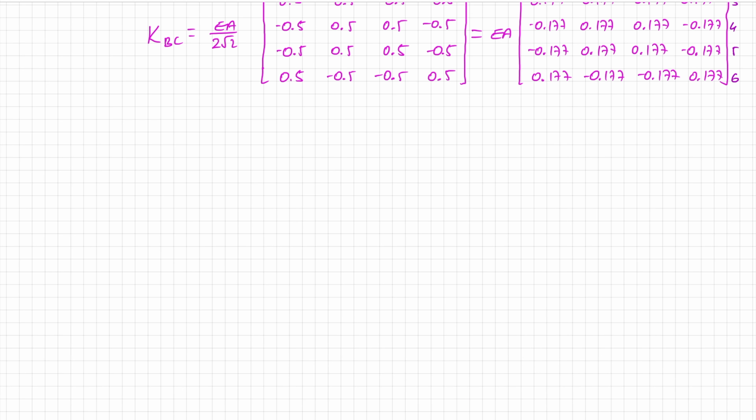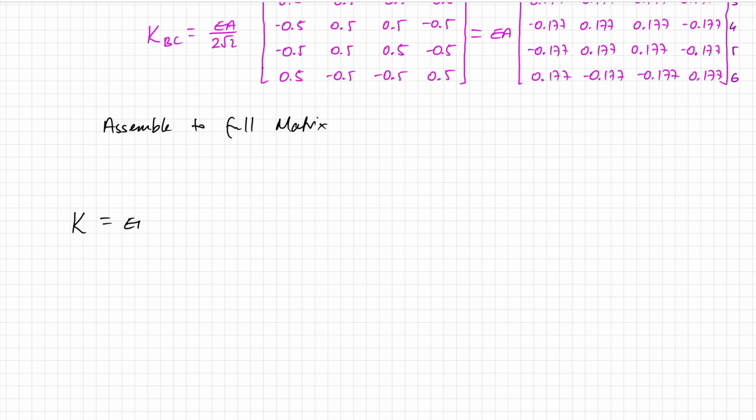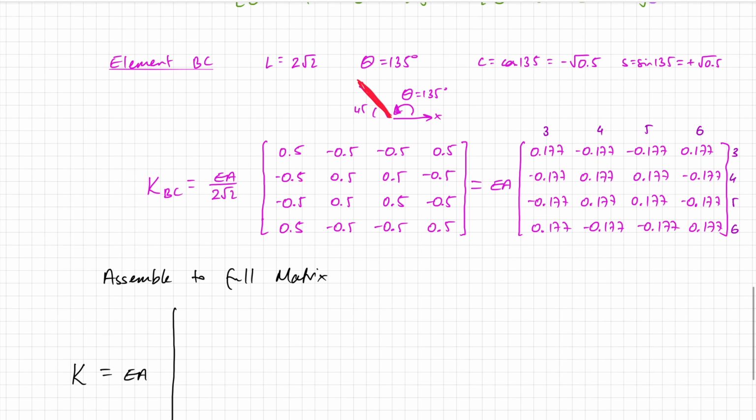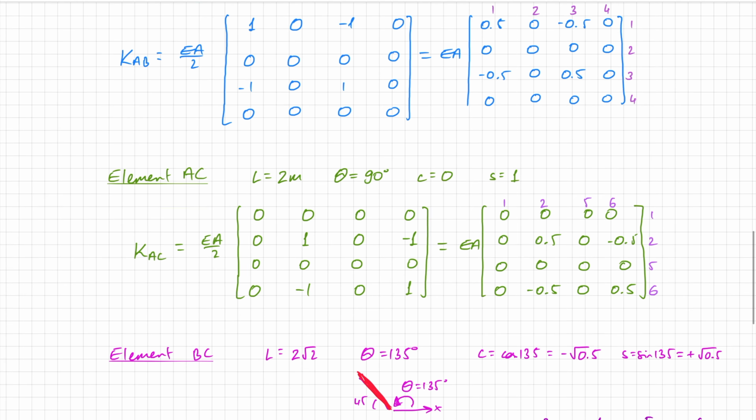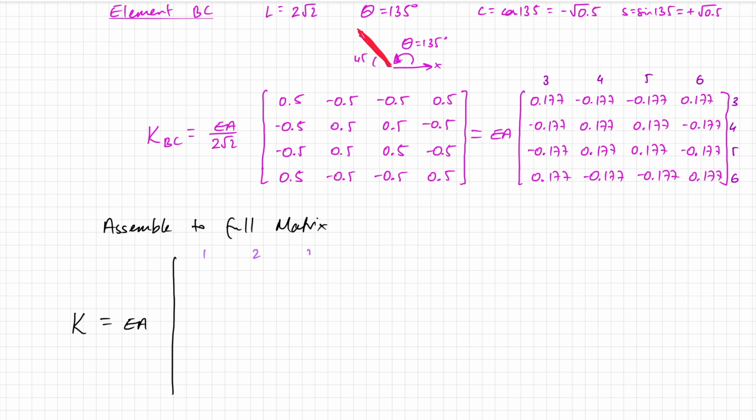So now that I have each of these elements in the global coordinate system, I need to assemble them together to the full stiffness matrix. Okay. Now I know that this matrix K is going to be multiplied by EA, and we have 6 degrees of freedom. So put them here. And now I'm going to add everything in. I'm going to start off by seeing where everything adds in. So let's just schematically draw that first.